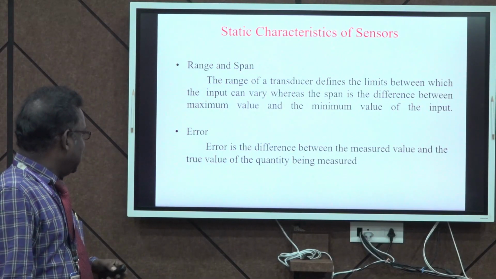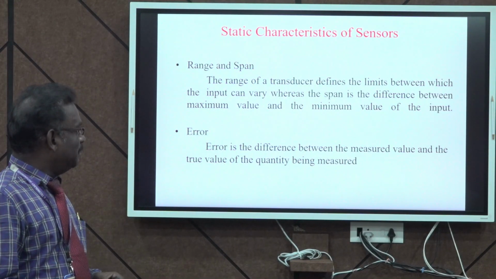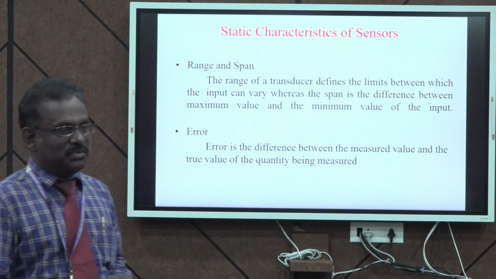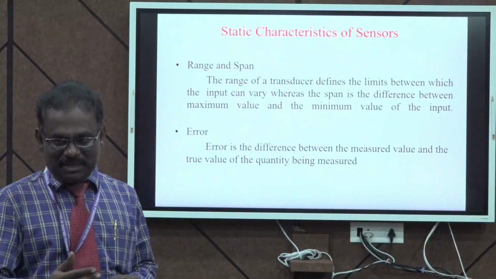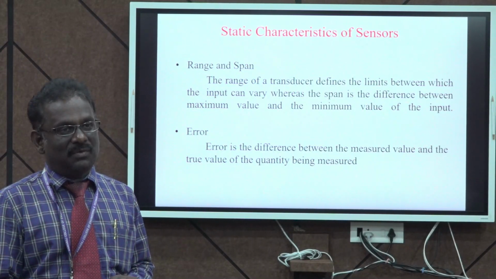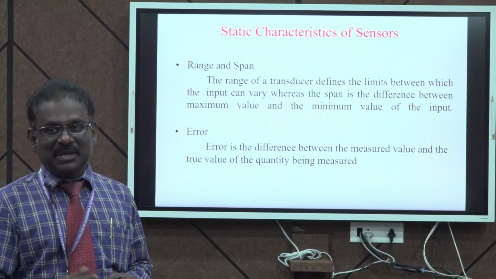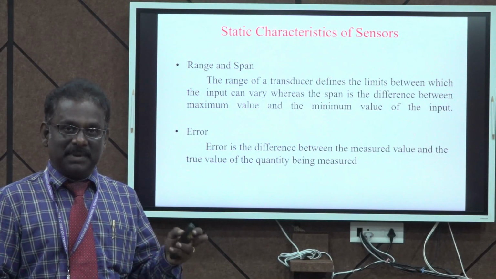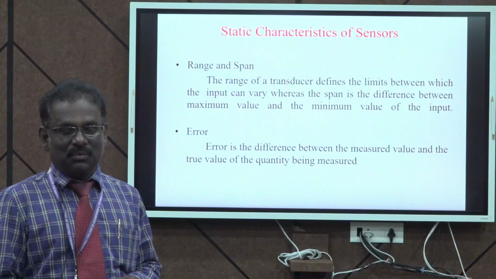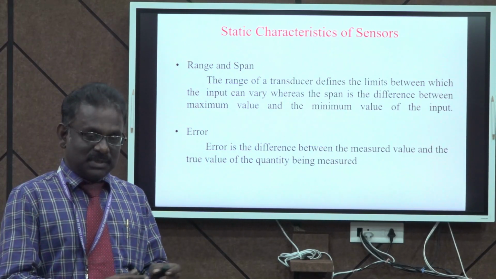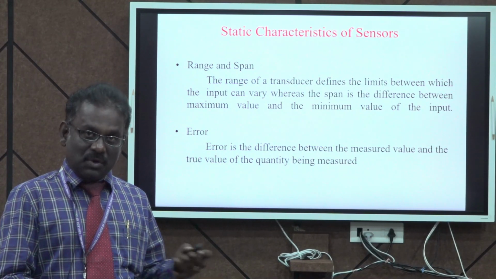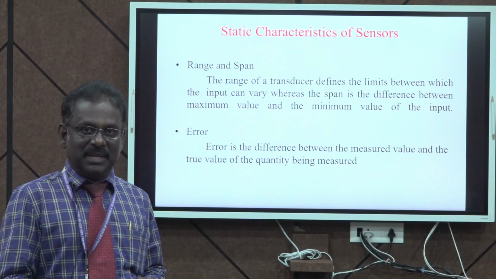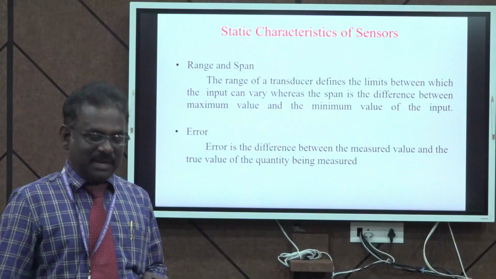Like that, the error is nothing but the difference between the measured value and the true value of the quantity being measured. Suppose you are using a temperature sensor to measure the temperature, and it shows the output value of 26 degrees centigrade, but the actual temperature is 27 degrees centigrade. At that time the error is said to be minus 1 degree Celsius, whereas if the sensor shows plus 26 degrees centigrade as the output value, but the measured actual temperature is 25 degrees centigrade, then the error is plus 1 degree centigrade.